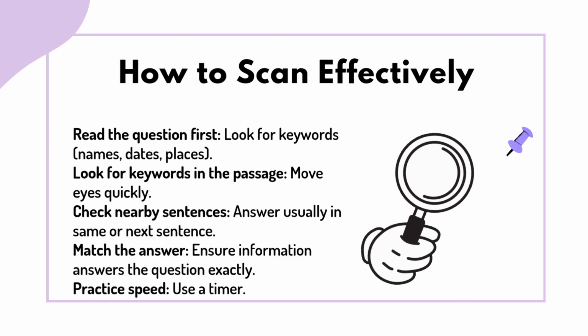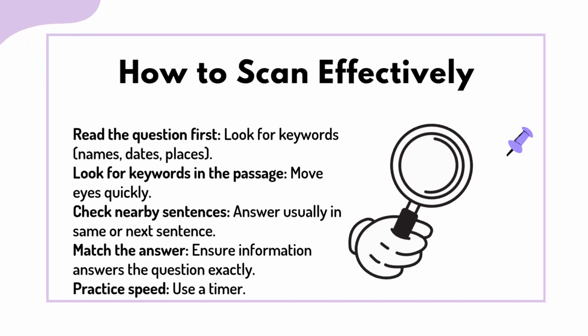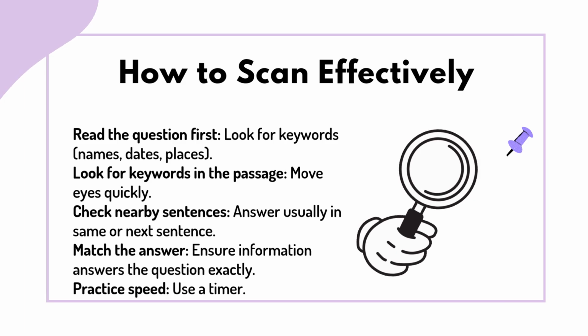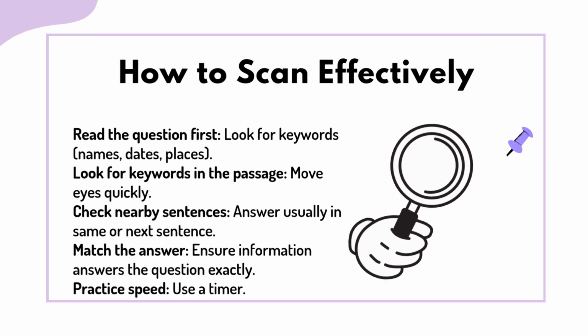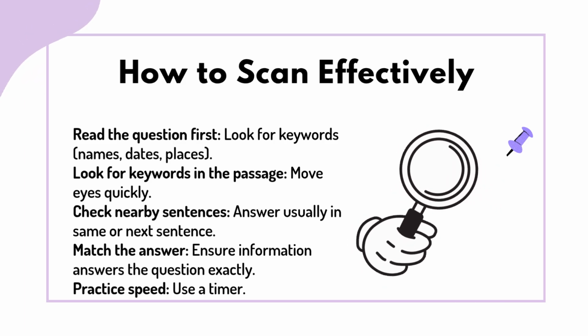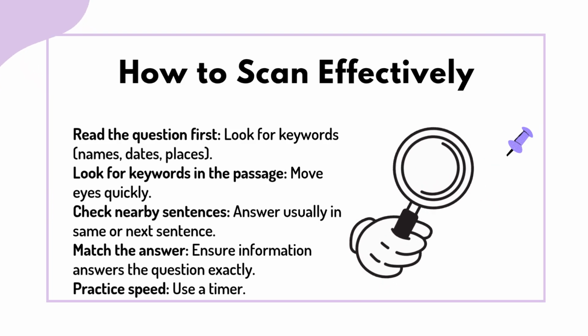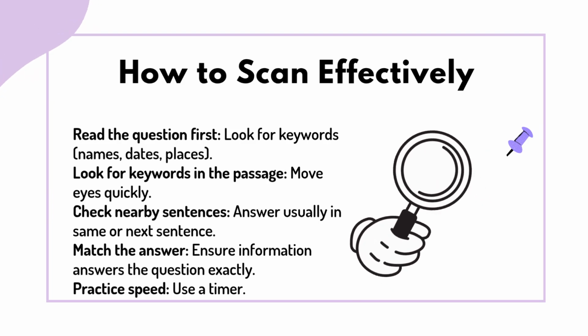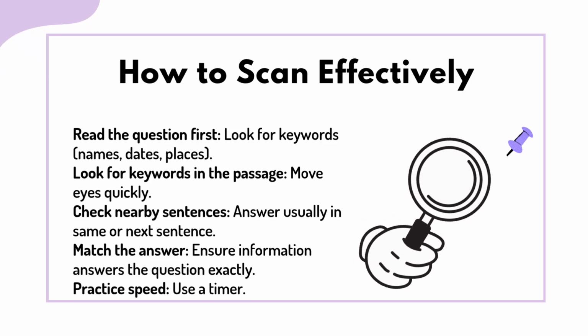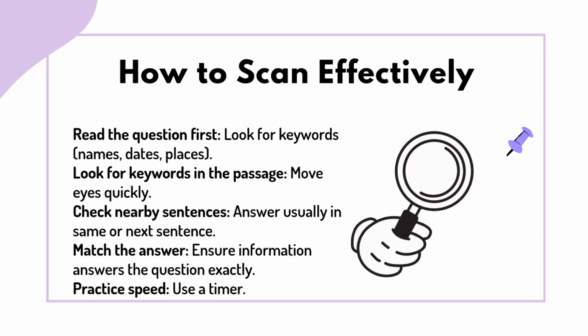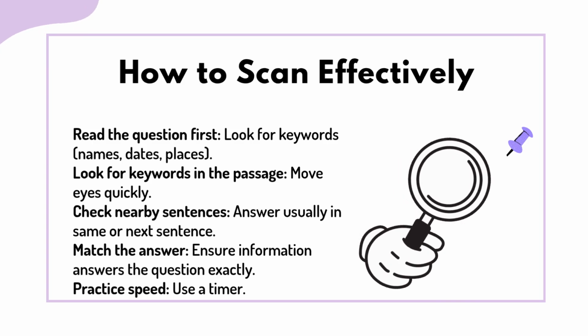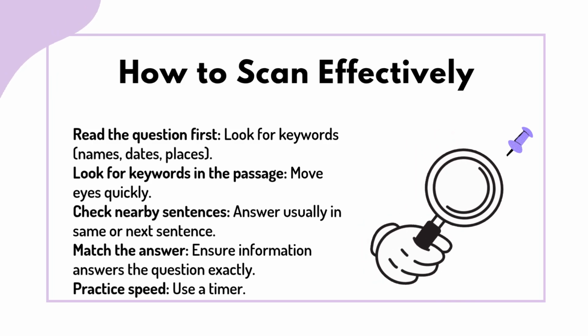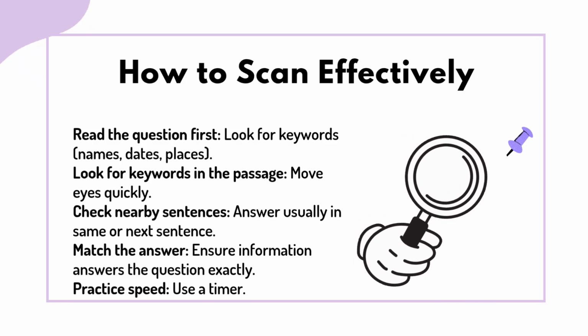Third, once you find the keyword, check nearby sentences. The answer to the question is usually in the same sentence as your keyword, or in the sentence immediately next to it. Fourth, match the answer. Make sure the information you found directly answers the question exactly as asked. And finally, practice speed. Use a timer when you practice. The more you time yourself, the faster and more efficient you'll become at scanning.